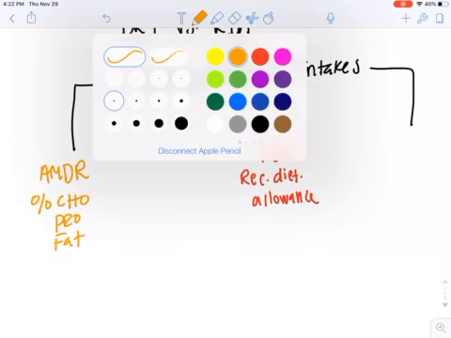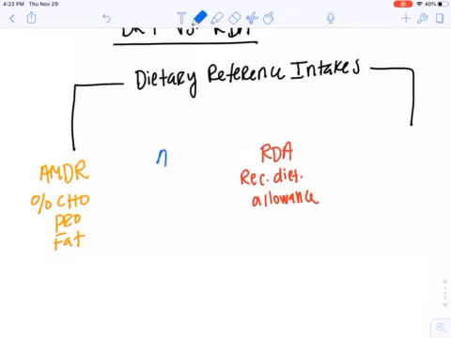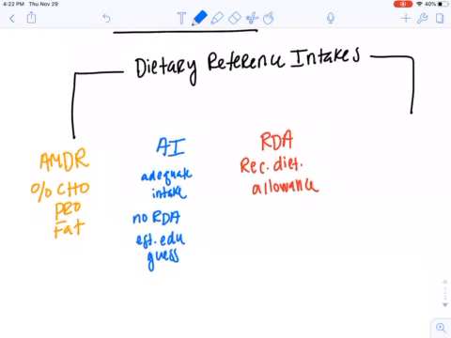Another item under the DRIs is going to be your AI, or your adequate intake. So this is adequate intake. And what that means here, the adequate intake, is when an RDA is not established. So there's no RDA, therefore it's an estimated, educated guess on how much of a particular nutrient that you need for the day.